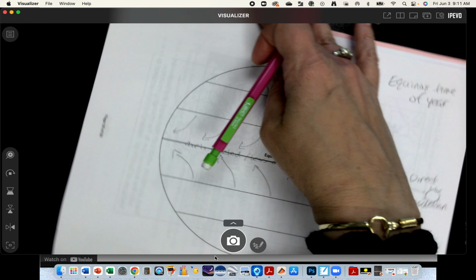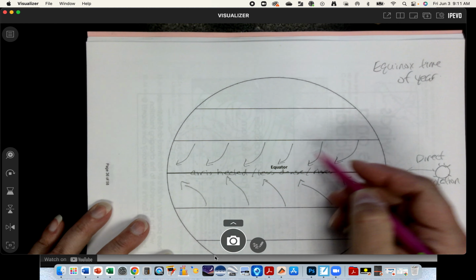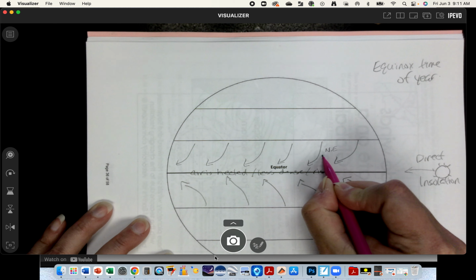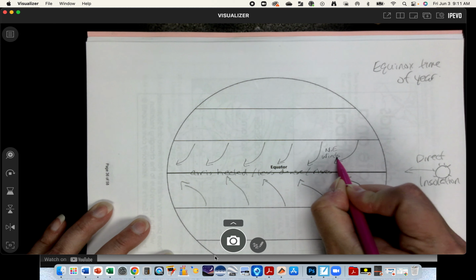And let's go back to regular here. So where are these winds coming from? These winds are coming from the northeast. So these are northeast winds.